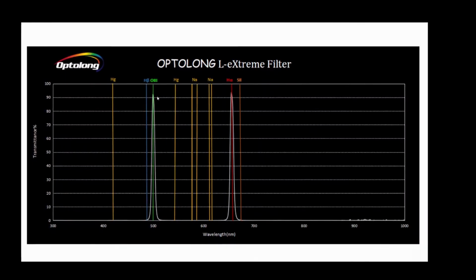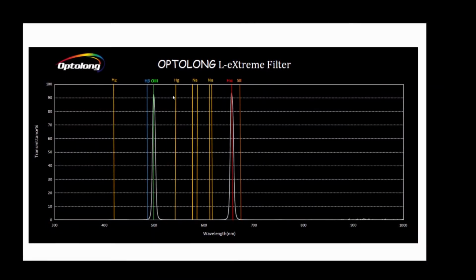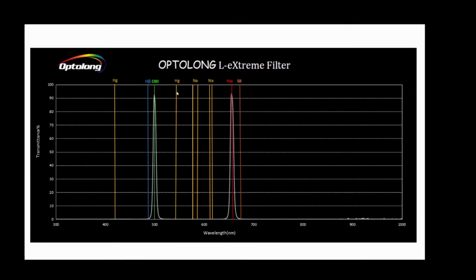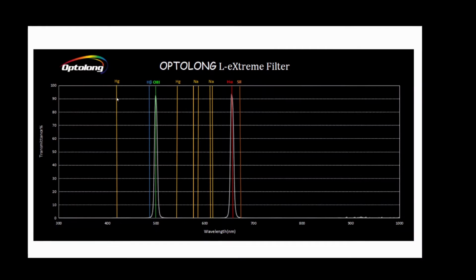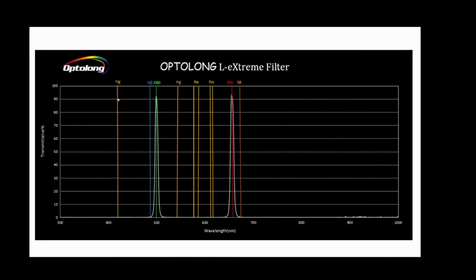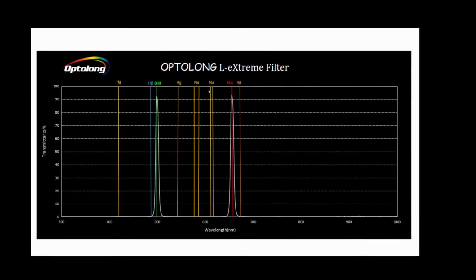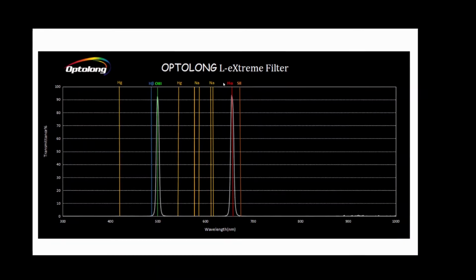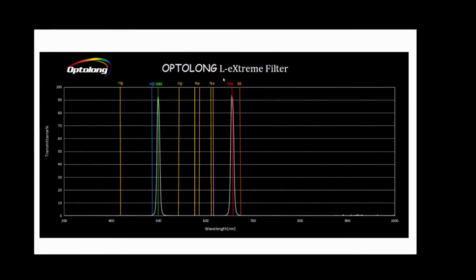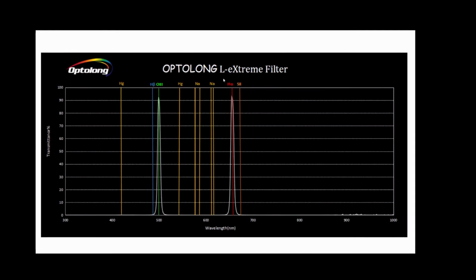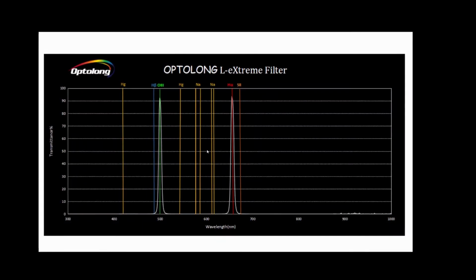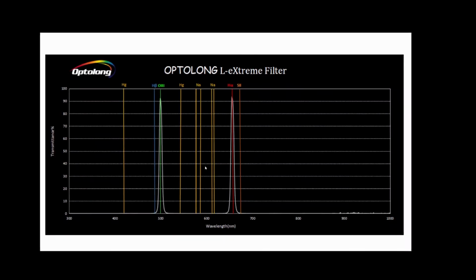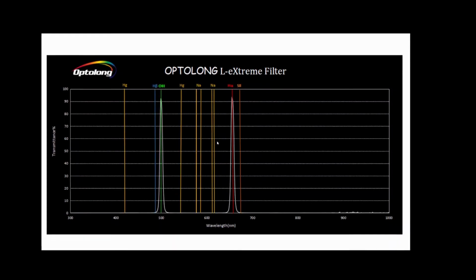The second thing to notice is that it blocks wavelengths of light corresponding to mercury and sodium. And these are commonly associated with light pollution caused by street lamps. So what it's doing is preferentially allowing light of particular wavelengths associated with emission objects, and at the same time blocking everything else that may cause pollution or interfere with these wavelengths.